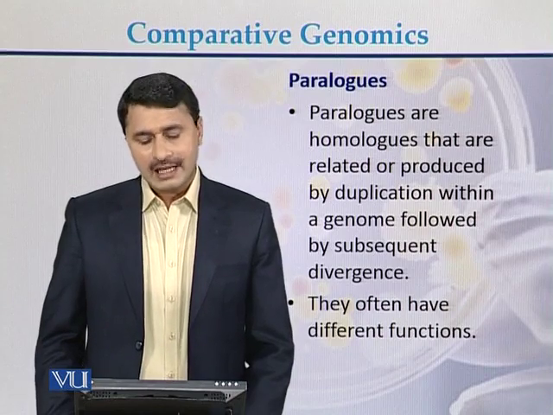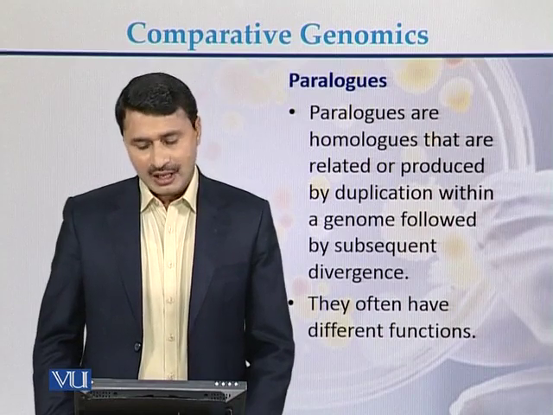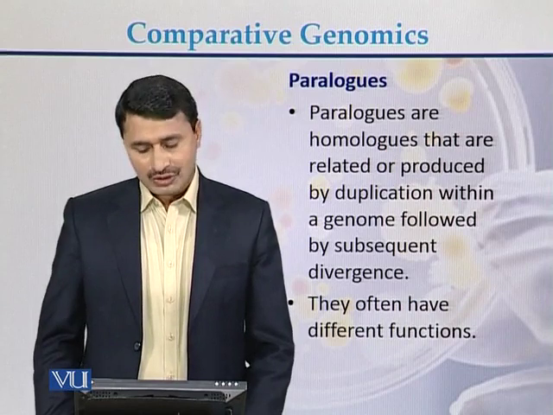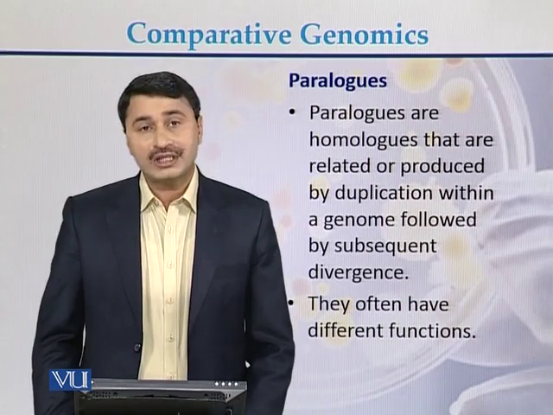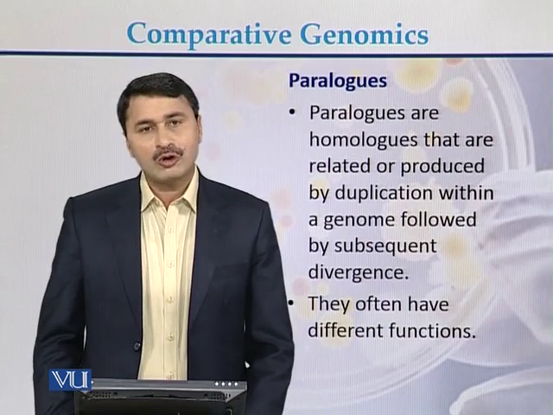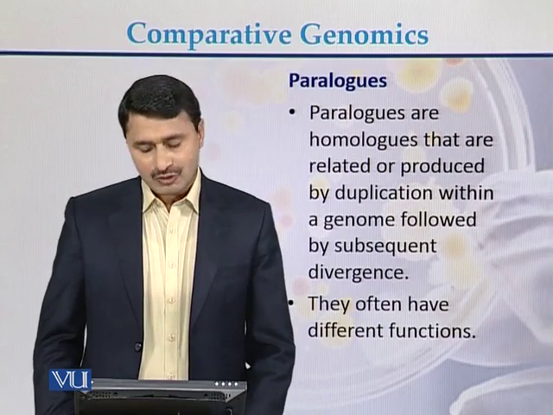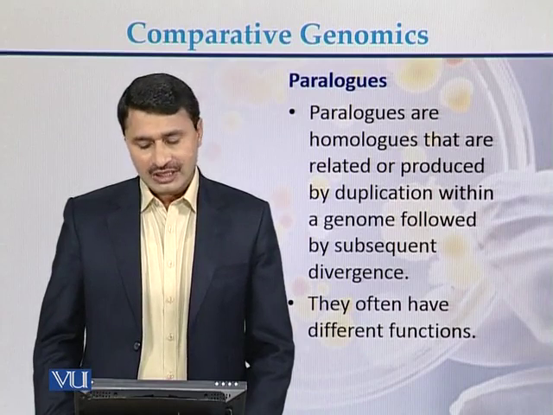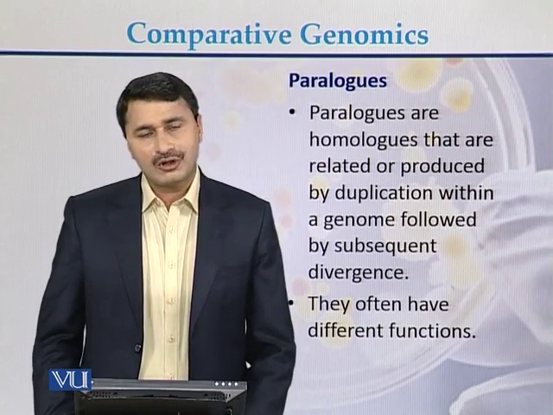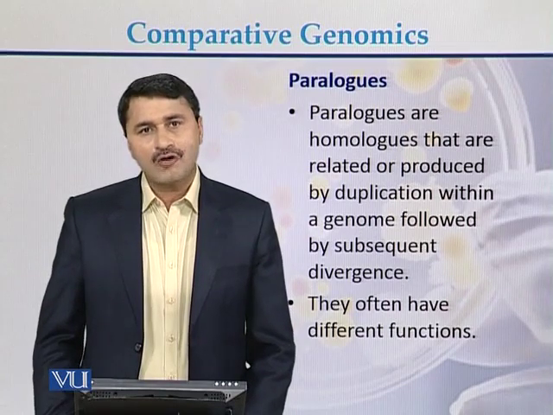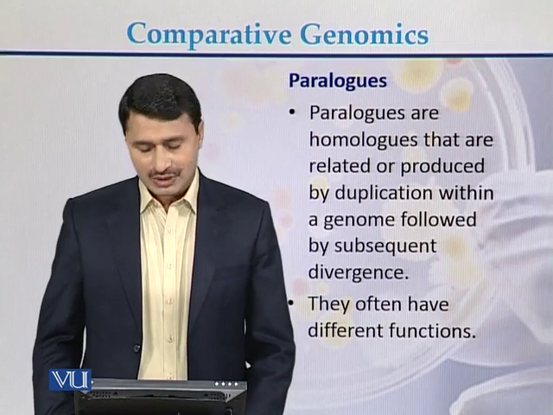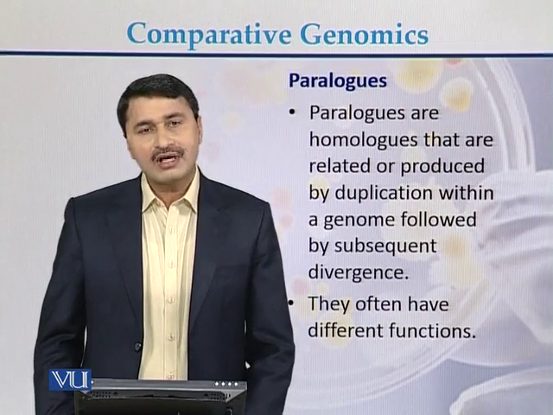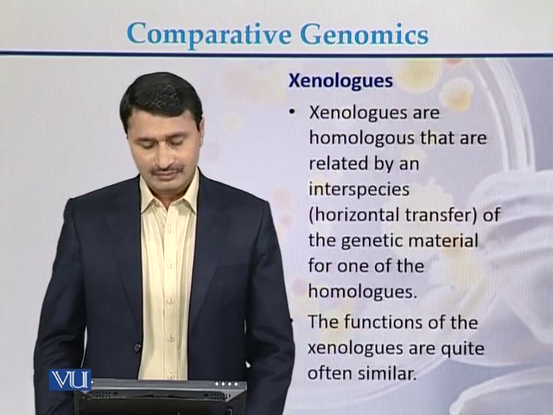On the other hand, what are paralogies? Paralogies are homologies that are produced by duplication within a genome followed by subsequent divergence. So if homologies are produced as a result of duplication, then they are called paralogies. They often have different functions.